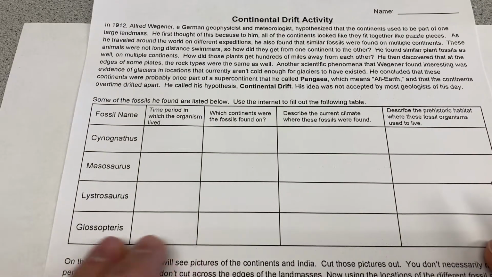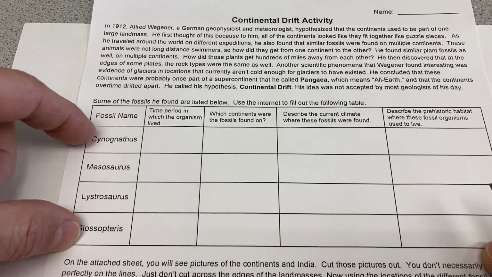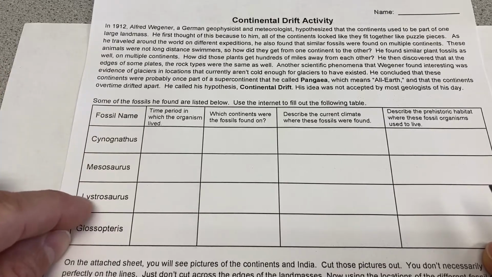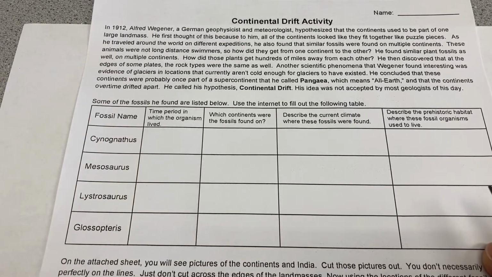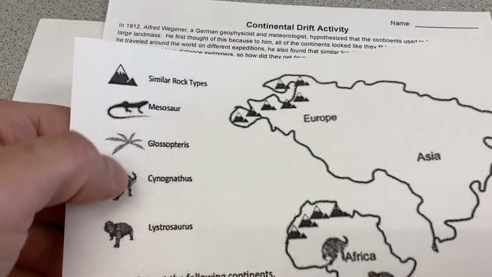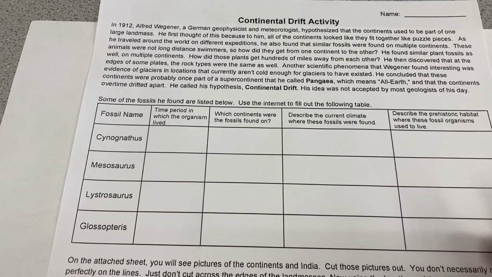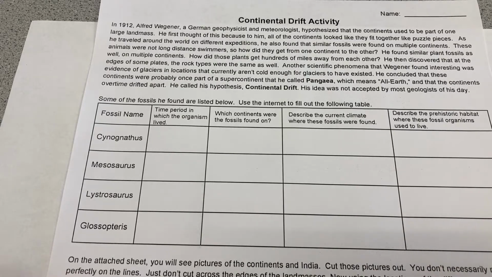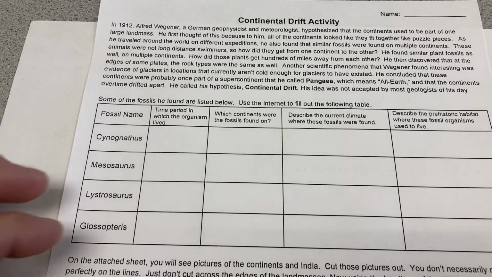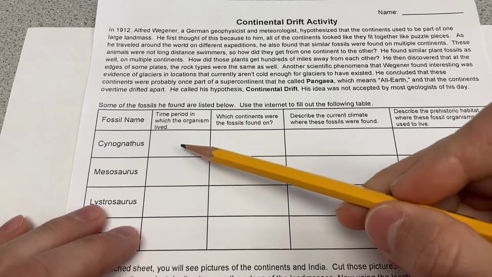What you're going to do is we're looking at some different fossil organisms over here. Here are their names, and here is the little key with some pictures of them that we're talking about. Rock types are not fossils. So right here, you're going to look these up on the internet to try and find out a little information about them. So first of all, the time period in which they lived.